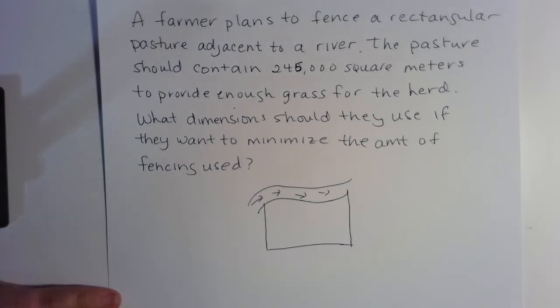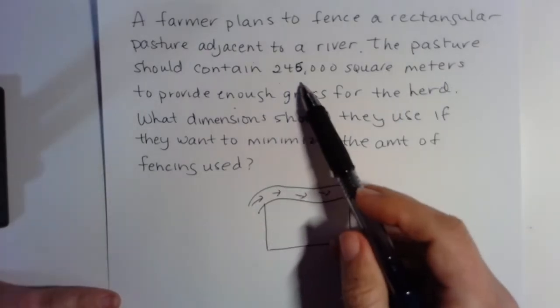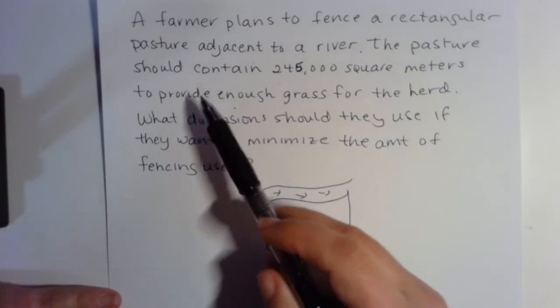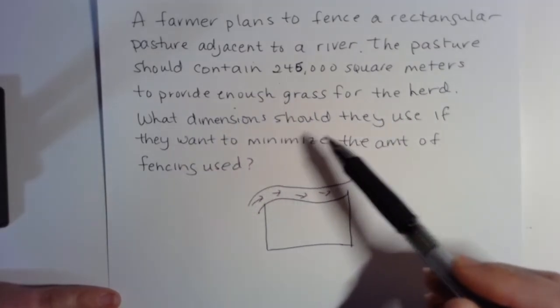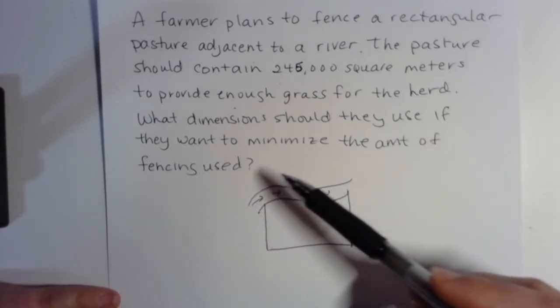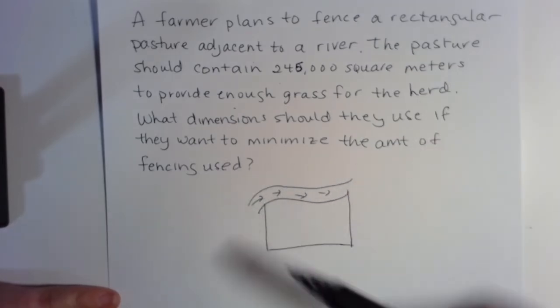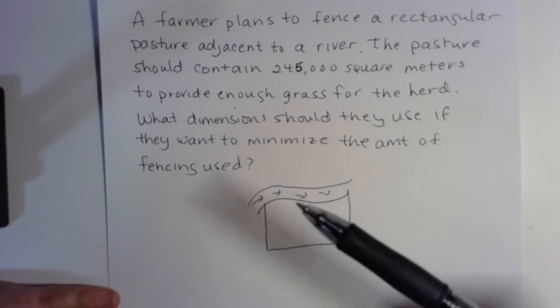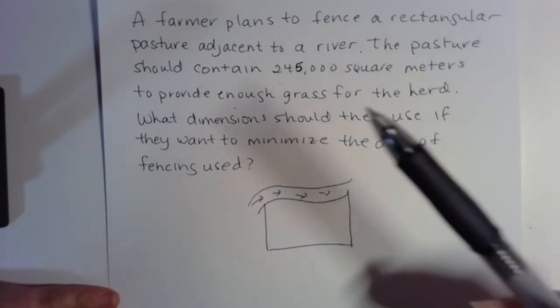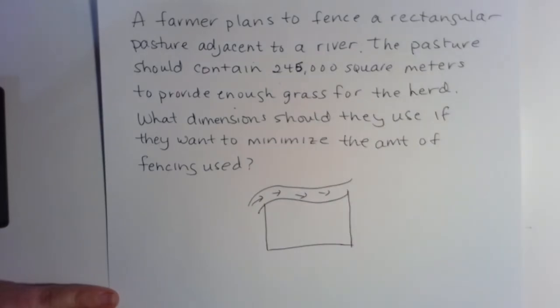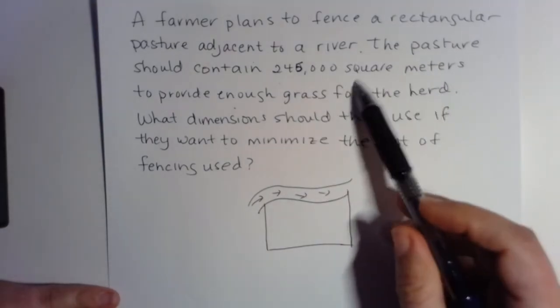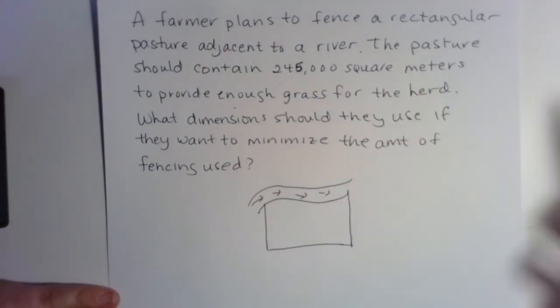Apparently the river is deep enough that my herd is not going to cross it. And I need the pasture to contain 245,000 square meters to provide enough grass for the herd. So what dimensions should the farmer use if they want to minimize the amount of fencing used? Because fencing is expensive, so we want to use the least amount of fence, but still maintain our square footage here. Okay, so we know that my pasture should contain 245,000 square meters. Square meters tells me that that is the area.